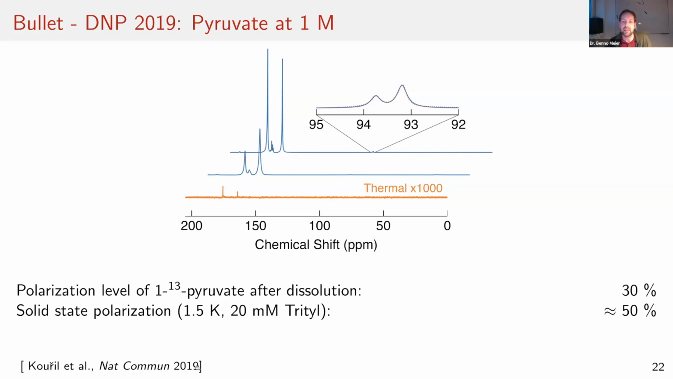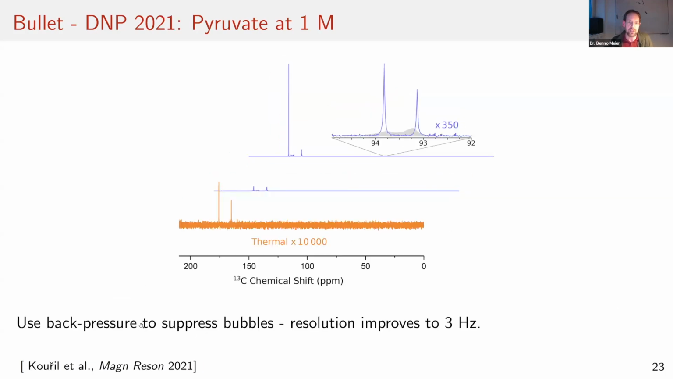Then we basically copied an idea from Christian Hilty, and we used back pressure. So what happens is when you shoot this bullet into the water, it makes a big splash, and you have lots of tiny bubbles. And due to their different susceptibility, they cause variations in the magnetic field that the spins experience. And that gives you line broadening. So if you apply pressure, you can make these bubbles smaller, you can redissolve some of them, and then you recover some resolution. So we basically implemented this technique at KIT, at our new institution.